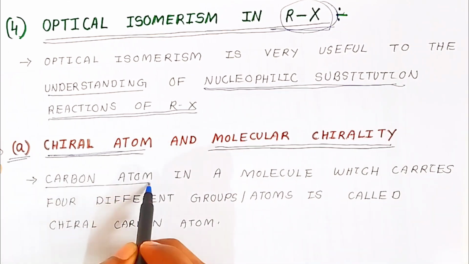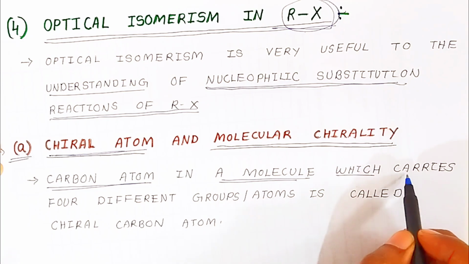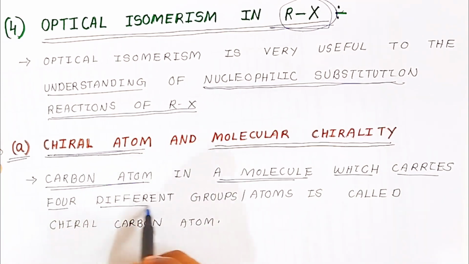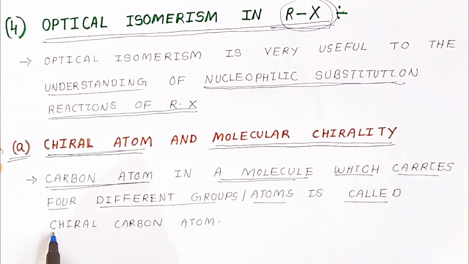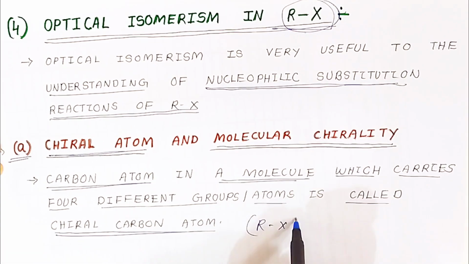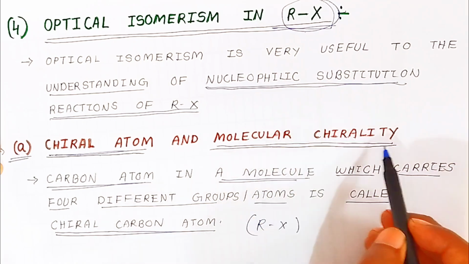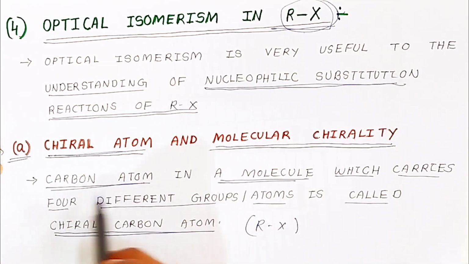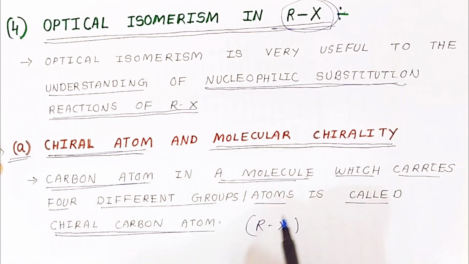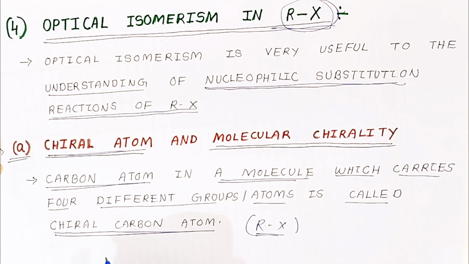So a carbon atom in a molecule of alkyl halide which carries 4 different groups is called a chiral carbon atom. In an alkyl halide, if the molecule has a chiral carbon atom, the molecule is said to show molecular chirality. Now what is the chiral carbon atom, students? That carbon in an alkyl halide which has 4 different groups is called a chiral carbon atom.